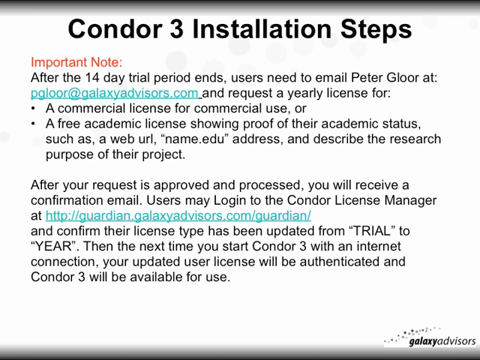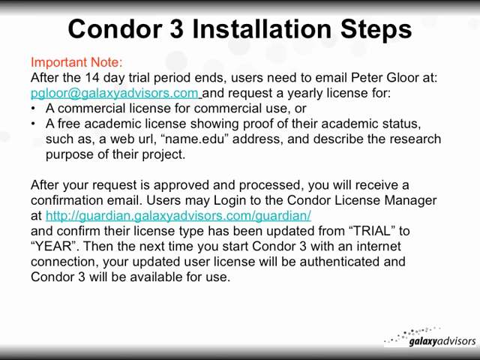And after the 14-day trial period ends, users need to email Peter Glor at pglor@galaxyadvisors.com and request a yearly license for either a commercial license for commercial use or a free academic license showing proof of your academic status, such as a web URL, a name.edu email address, and describe the research purpose of your project. After your request is approved and processed, you will receive a confirmation email. Users may log into the Condor license manager again at this URL and confirm their license type has been updated from trial to year.